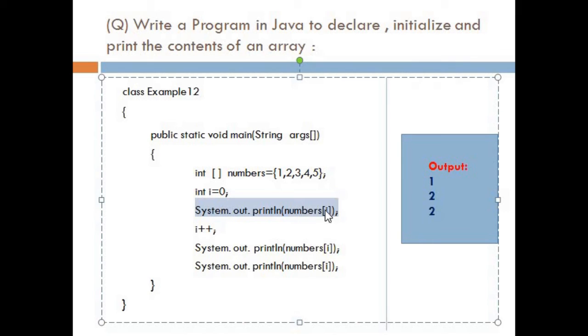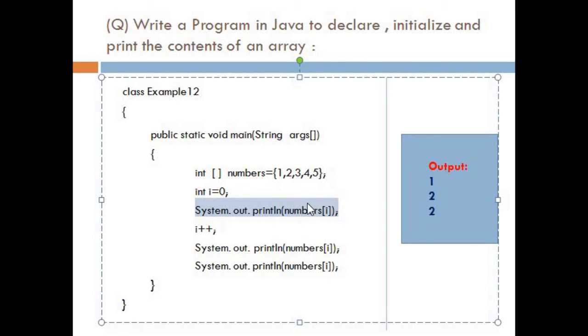Now let's find out what is the content of this array variable called numbers at the index I. We know that the value of I that was assigned was 0. So the index I takes the value 0. As a result, numbers[I] becomes numbers[0].